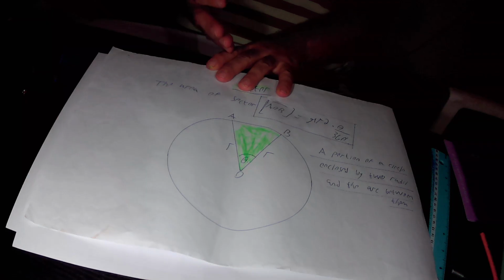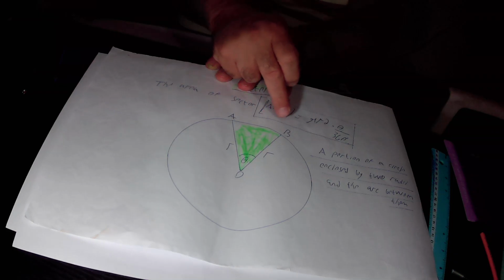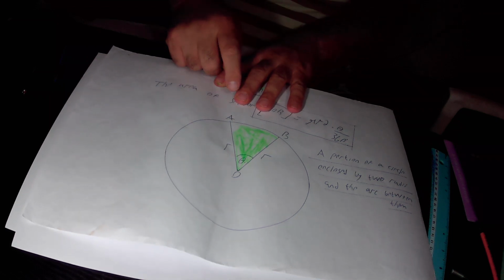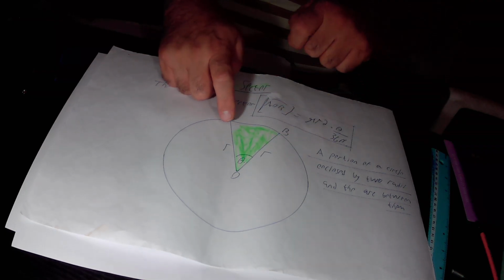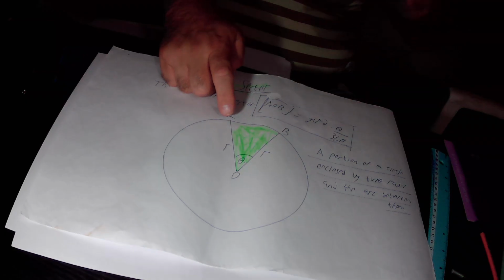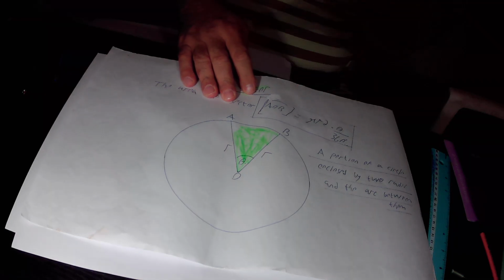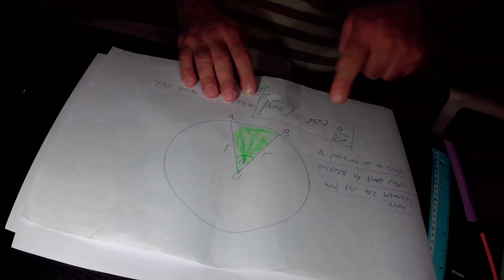It is a portion of a circle enclosed by two radii and the arc between the two radii, that is AB. The two radii are defined as the legs of the sector. The angle between the two legs of the sector is theta, and the area of this sector equals the area of the circle that contains the sector, that is pi r squared, because r is the radius of the circle, times the angle between the legs of the sector, theta, over 360 degrees.